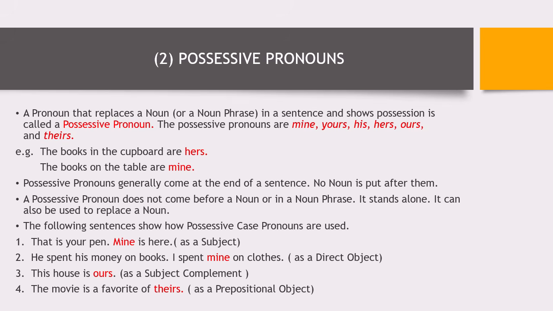Mine is used as a subject. He spent his money on books. I spent mine on clothes. Mine is used as a direct object. This house is ours. Ours is used as a subject complement. The movie is a favorite of theirs. Theirs is used as a prepositional object.